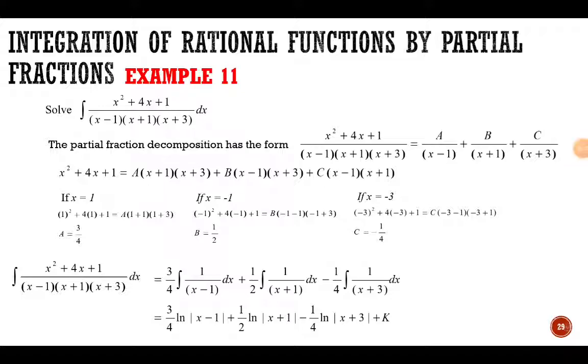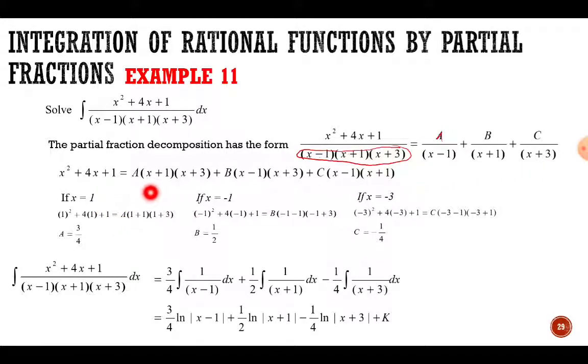I have a solution for you here. Okay, so soalan ni, solve x square tambah 4x tambah 1 over x minus 1 darab dengan x tambah 1 darab dengan x tambah 3. So yang ni dia memang dah factorkan untuk you all. So what you have to do is kita introduce 3 constants lah sebab dia ada 3 linear factors kat bawah ni. So we have A over x minus 1 tambah B over x plus 1 tambah C over x plus 3.